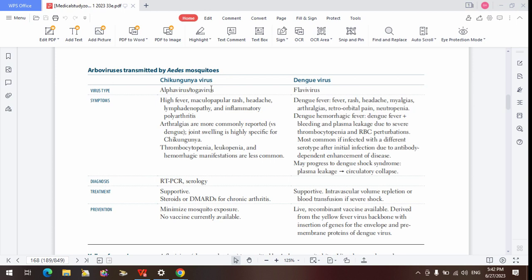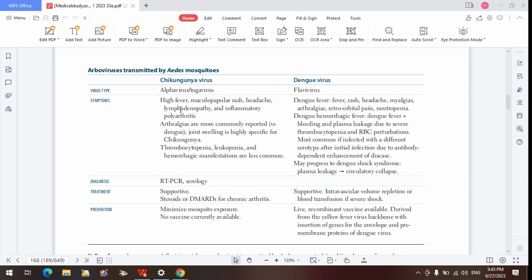Both of them can present similarly, although dengue is more severe. You'll see hemorrhagic symptoms in addition, and both of them belong to different classes. Dengue belongs to the flavivirus class, and chikungunya is the togavirus. So togavirus and flavivirus. We also call them the alphavirus or toga, alpha or toga. So dengue is flavi.